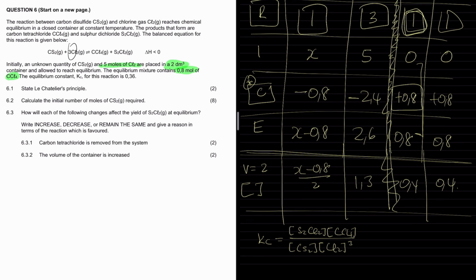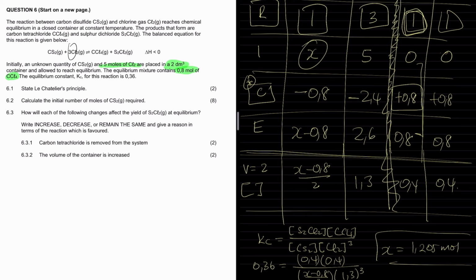Now we just substitute. We know the Kc. The Kc is 0.36. That's equal to, so we have 0.4 here, then 0.4, then we have x minus 0.8 over 2, and then we have 1.3 to the power of 3. And now we can solve for x. X is the only unknown. So we solve for x, and we get x is 1.205 moles. And that is the number of moles that we needed at the beginning.